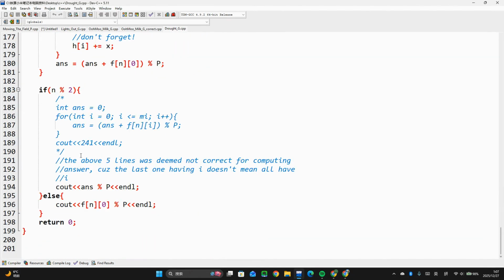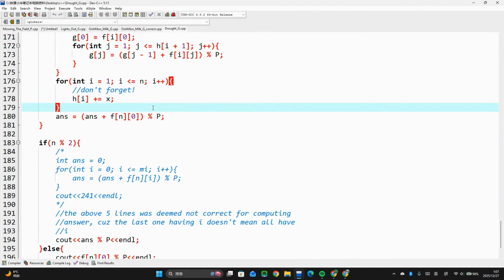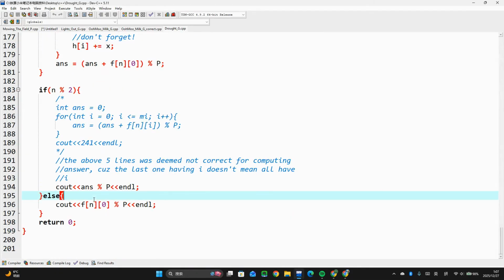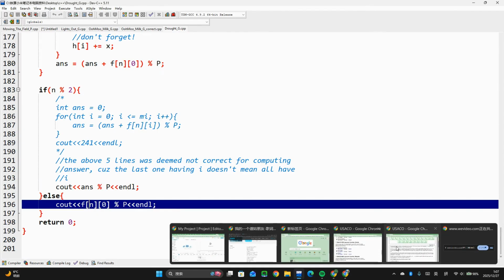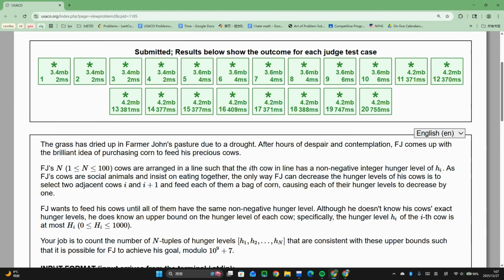And then we output, don't forget, oh yeah, don't forget to add x back at the end of each time we enumerate x, and also the answer is different for odd and even. So yeah, that is how we solve this problem, the drought from 2022 January, and it's a really good gold problem, and it just shows how much I fell off in the course of this year.